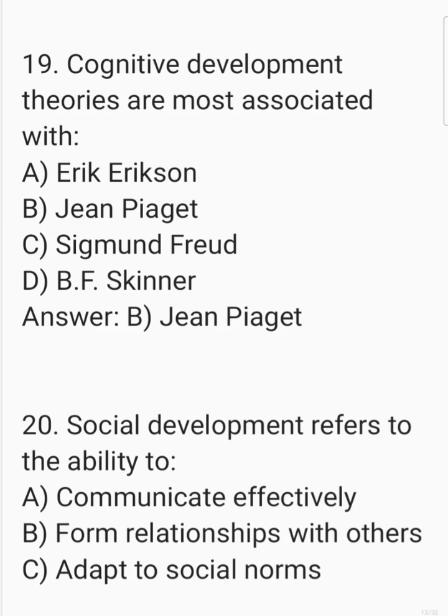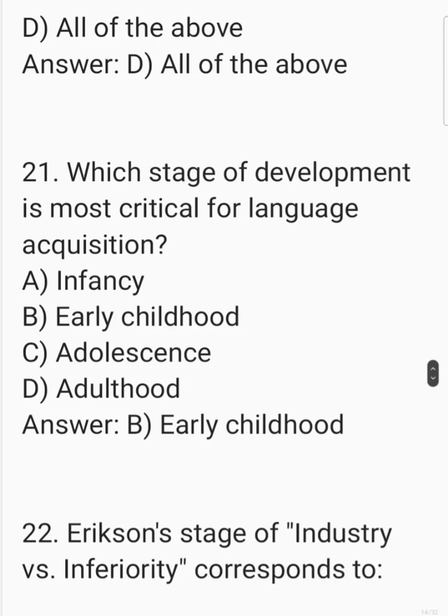20. Social development refers to the ability to A. Communicate effectively, B. Form relationships with others, C. Adapt to social norms, D. All of the above. Answer: D. All of the above. 21. Which stage of development is most critical for language acquisition? A. Infancy, B. Early childhood, C. Adolescence, D. Adulthood. Answer: B.